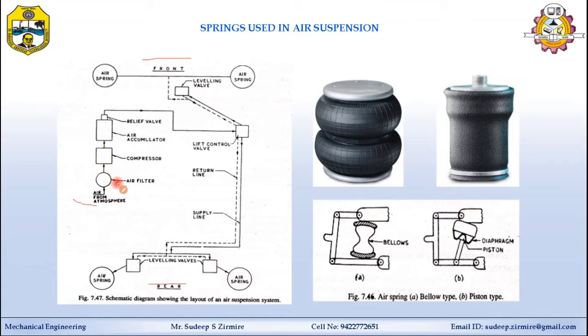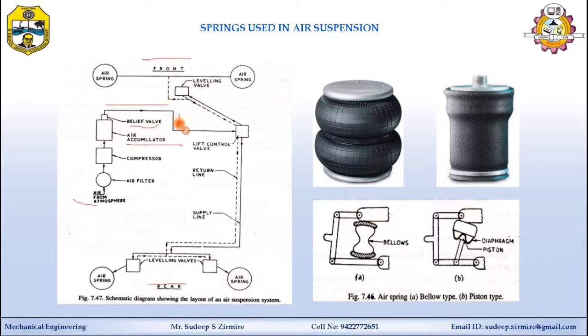Compressor compresses this air. Air filter is used to remove the dirt particle from that air, dust or dirt particle. Then it goes to this compressor, high running compressor, generally centrifugal compressor is used. Then this air is stored here in the air accumulator at near about 240 MPa pressure, and then also relief valve is provided. If pressure goes high, then this relief valve releases this pressure. So this standard pressure 240 MPa is maintained in this system.